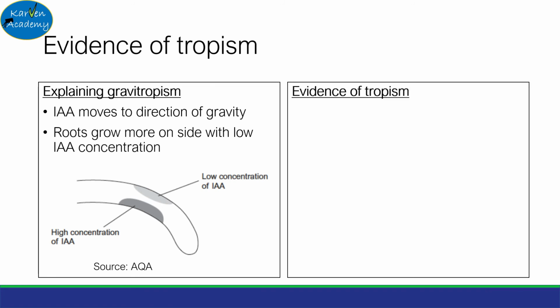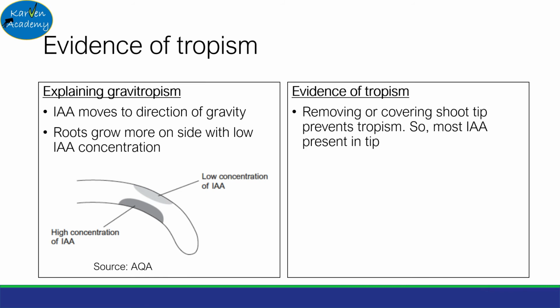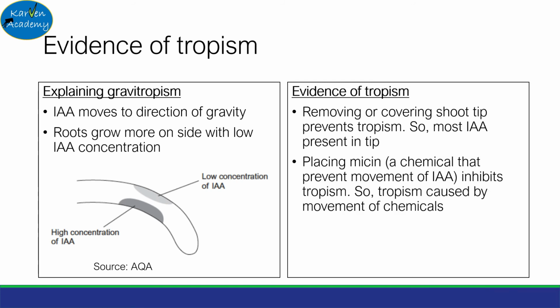For AQA, it's good to know what evidence supports tropism. For example, removing or covering the shoot tip prevents tropism. This shows that most IAA is found in the shoot tip. Furthermore, placing mycin, a chemical that prevents IAA movement, inhibits tropism. This shows that tropism is caused by movement of chemicals such as indole acetic acid.